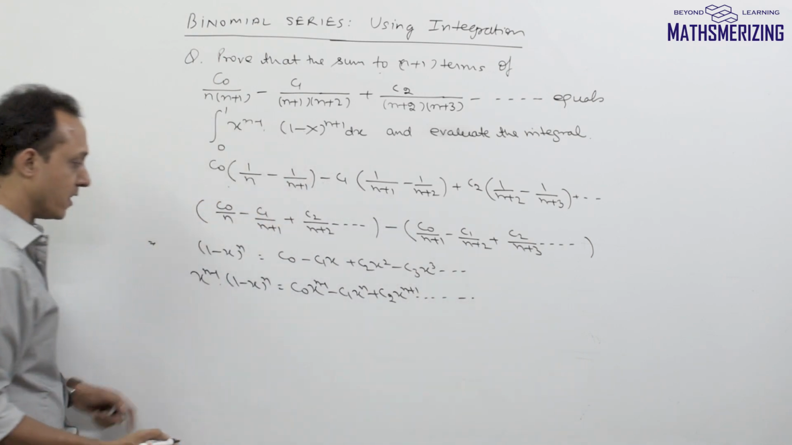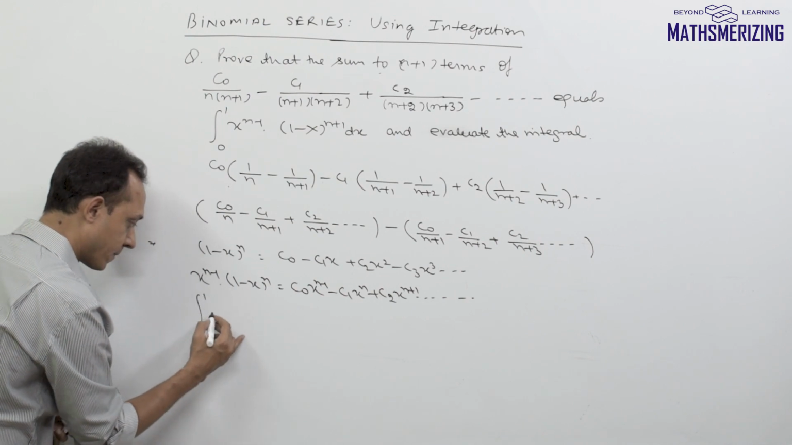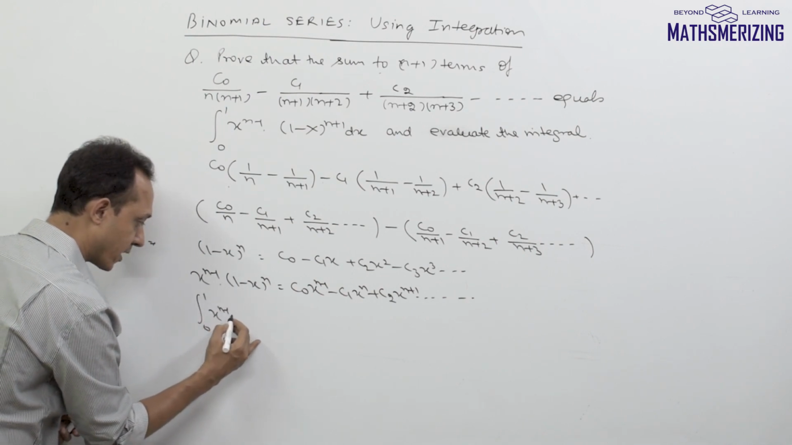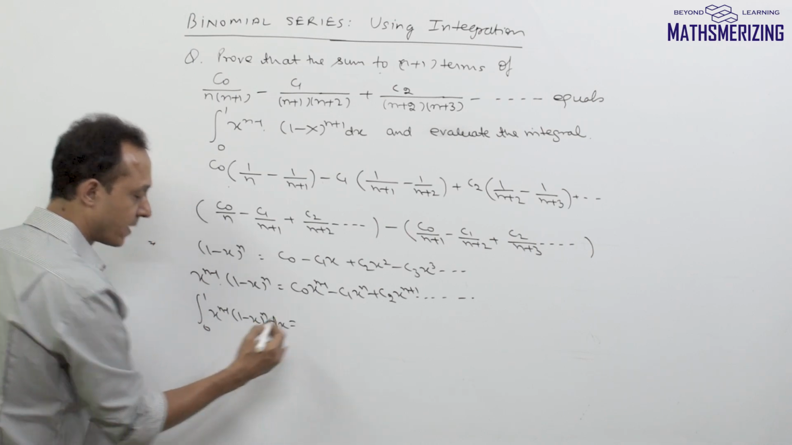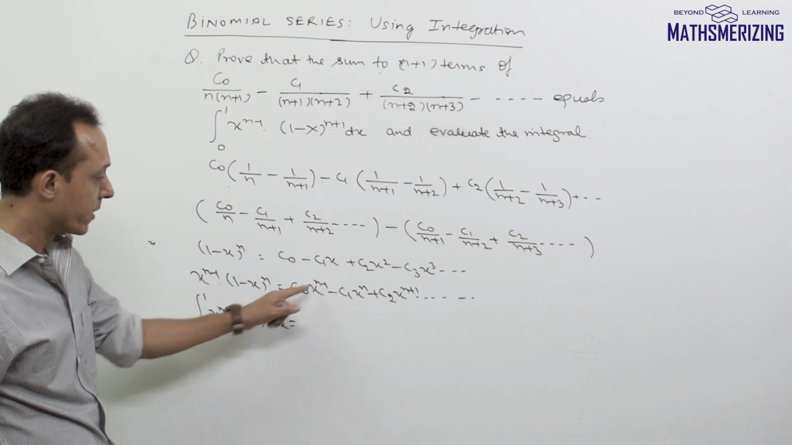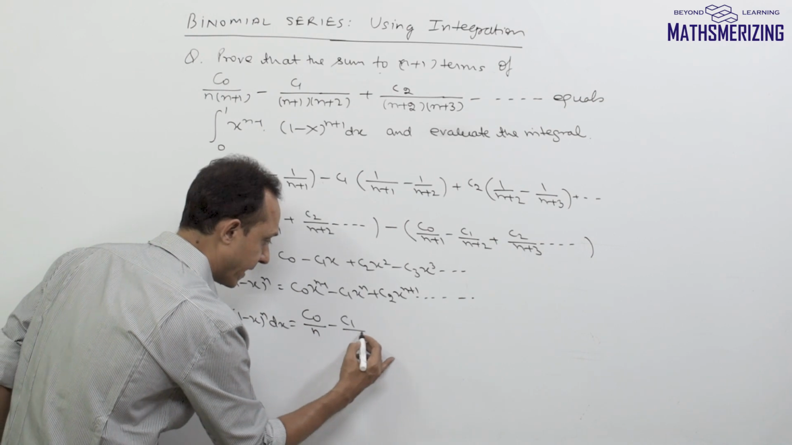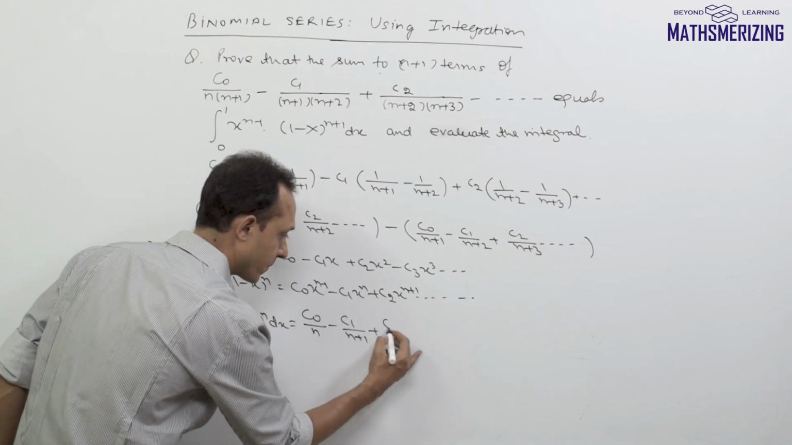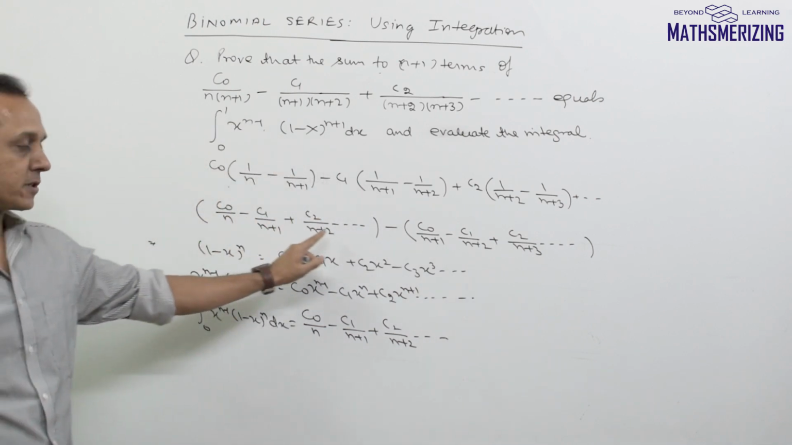Now I'll integrate. If I integrate from 0 to 1, I'll get x to the power n minus 1 into (1 minus x) to the power n dx. And if I integrate this, I'll get x to the power n upon n. If I put x as 1, I'll get c0 upon n minus c1 upon n plus 1 plus c2 upon n plus 2, which is my first series.